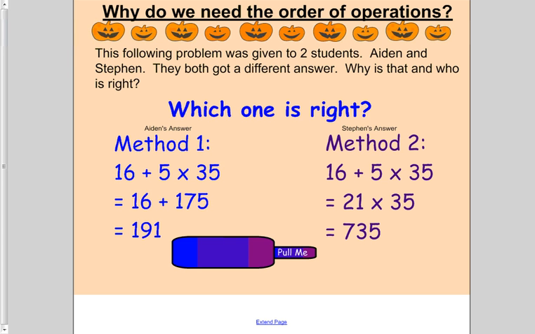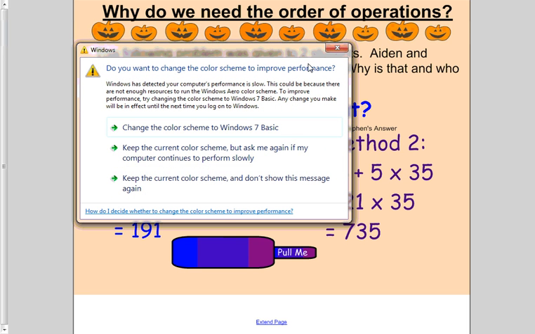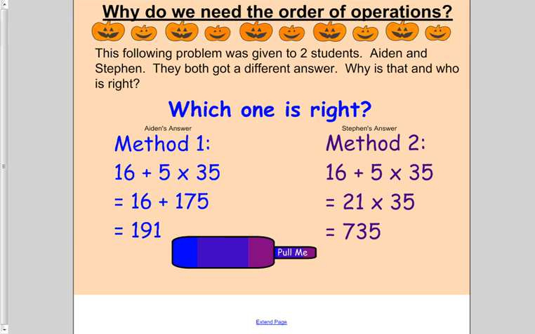All right, so why do we need the order of operations? Let's consider this. The following problem was given to two students, Aiden and Stephen. They both got a different answer. Why is that, and who is right? So if you take a look at Aiden's answer, he said that 16 plus 5 times 35 was 16 plus, and then he multiplied, you can see 5 times 35, and got 175. Then he added and got 191.